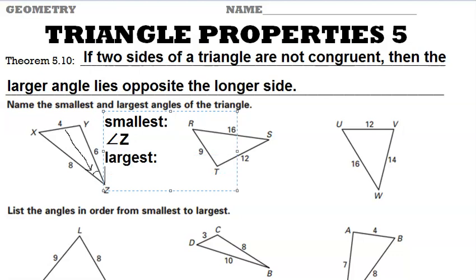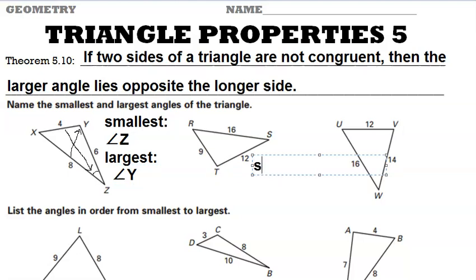All right, then that means the largest one, well, if we were to take this same picture and we were to go to the largest side, which is the 8, that would be XZ, and then we would go opposite, that means the largest angle would have to be angle Y.